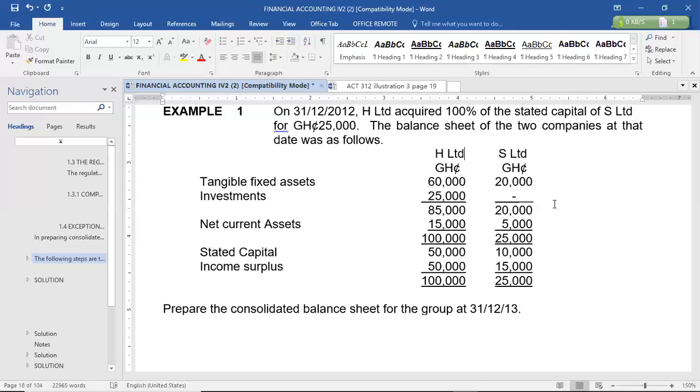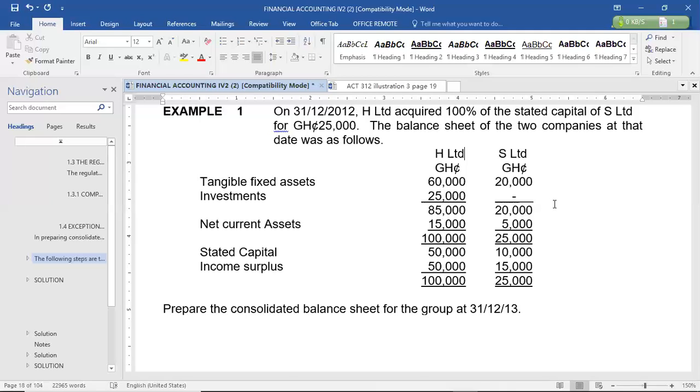So if you are able to determine it, then that is it. You must always know the percentage the buyer is buying, which will form the guiding principle for you to consolidate. If there is no control, you cannot consolidate. And so if H is unable to acquire more than 50%, we cannot consolidate this account. You get it?